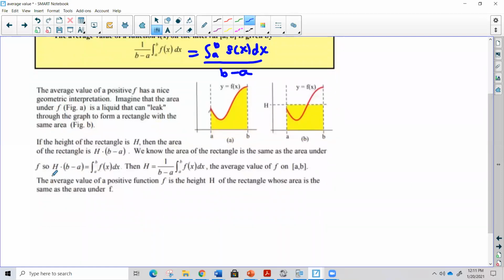So that's the geometric idea. Just remember, average value represents a y value, or the height of the function. The average value of a position function f is the height h of the rectangle whose area is the same as the area under the graph of f.